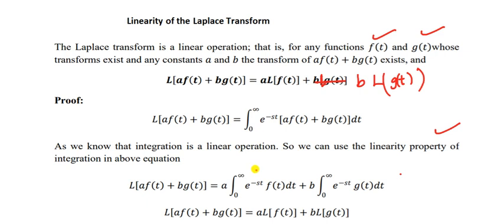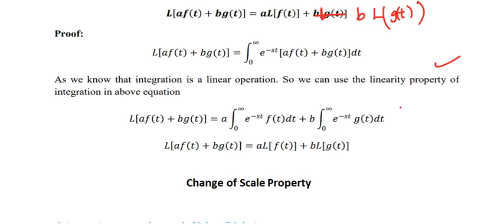In doing so, e to the power minus st f of t, a can be taken outside, and similarly for this, as b is a constant, we can write e to the power minus st g of t. If we look carefully, the integral from 0 to infinity of e to the power minus st f of t dt is the Laplace transform of f of t, and the integral of e to the power minus st g of t represents the Laplace transform of g of t. So it implies that the Laplace transform obeys the linearity property. This is the property that we have to show.